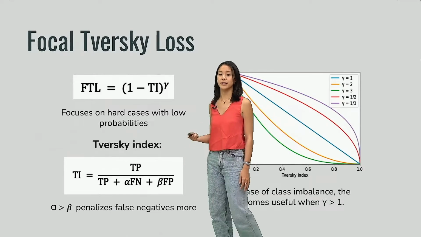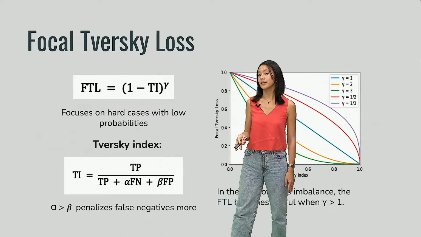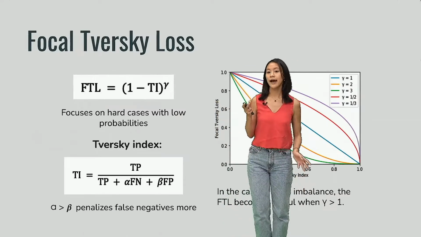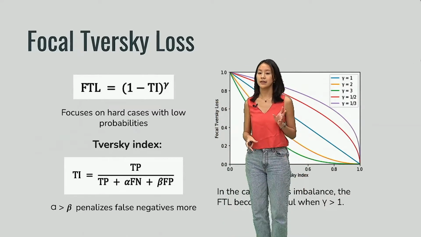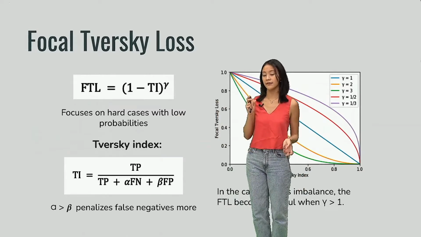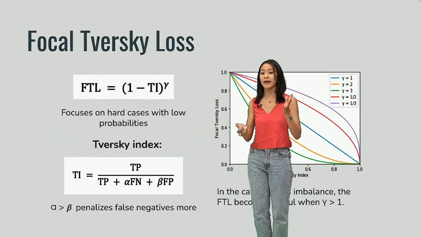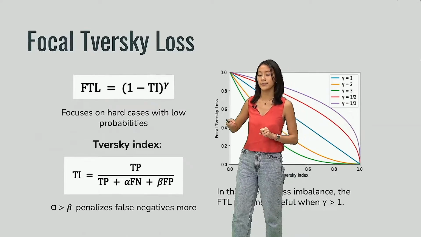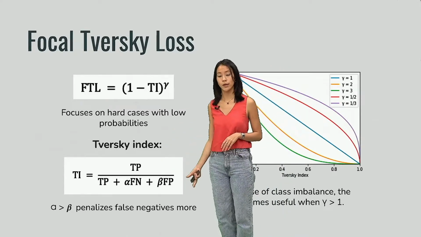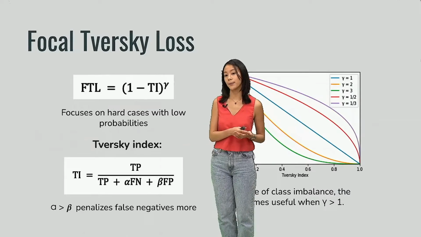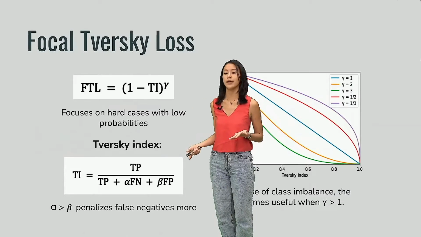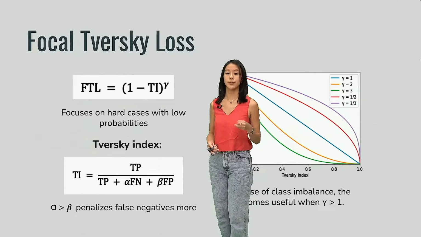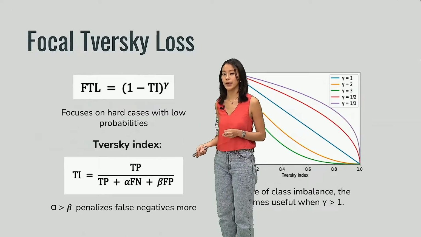So alpha and beta in general add up to 1, and depending on how you want to penalize the false negatives and false positives, you're going to have to weigh them differently. As an example, if we want to penalize false negatives more, we would have a higher number for your alpha than for your beta. So if we set alpha to be 0.7, your beta would be 0.3.